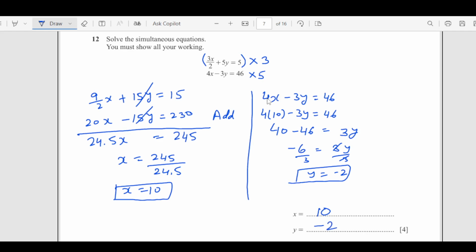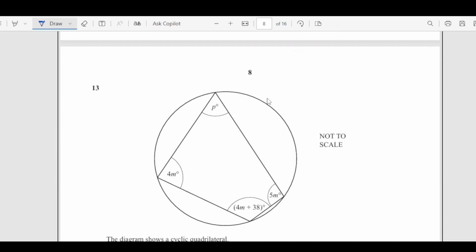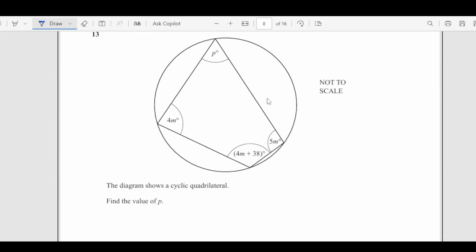Y is negative 2, right? So now number 13, this is a question from circles. Circle theorem will be applied here. The diagram shows a cyclic quadrilateral.